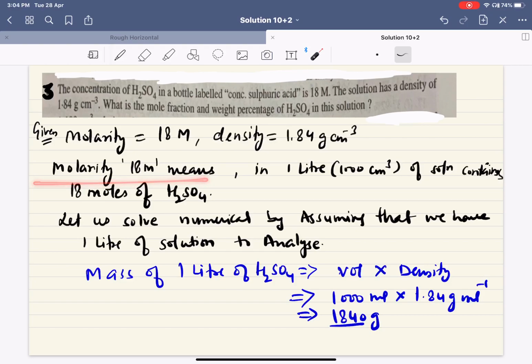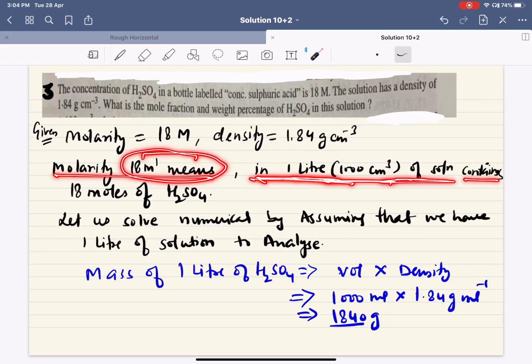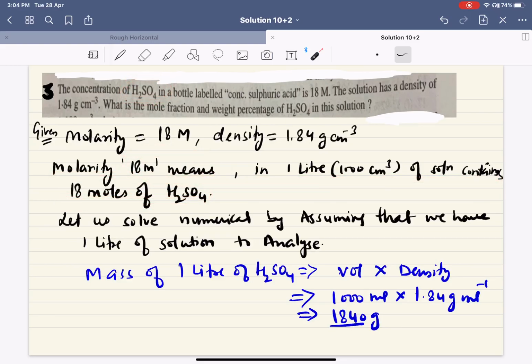If you want to interpret molarity 18 molar, what it means is, if you take 1 liter of such solution which is having molarity 18 molar, 1 liter means 1000 centimeter cube, then that much solution contains 18 moles of solute, and here solute is H2SO4. So let us assume that we are analyzing 1 liter of such solution.